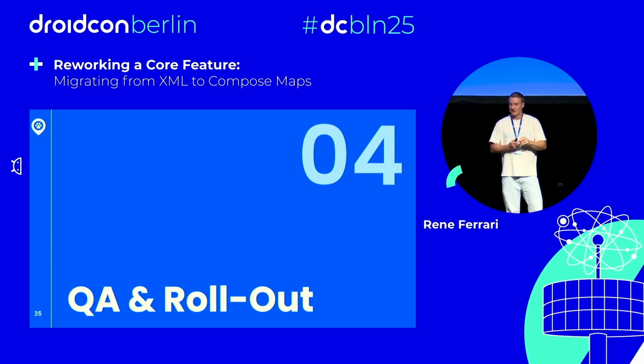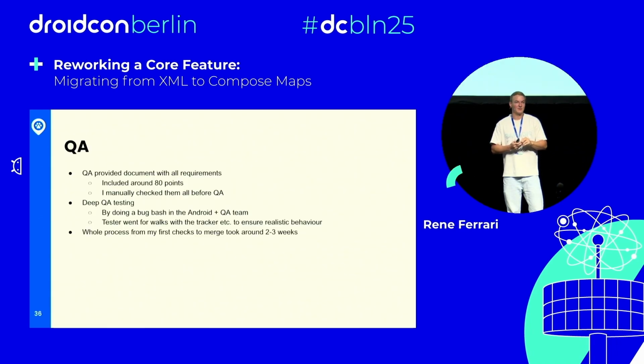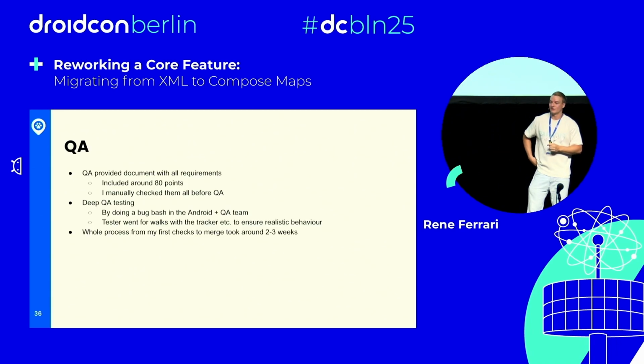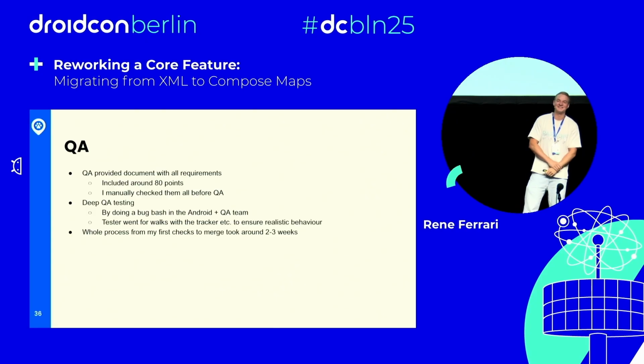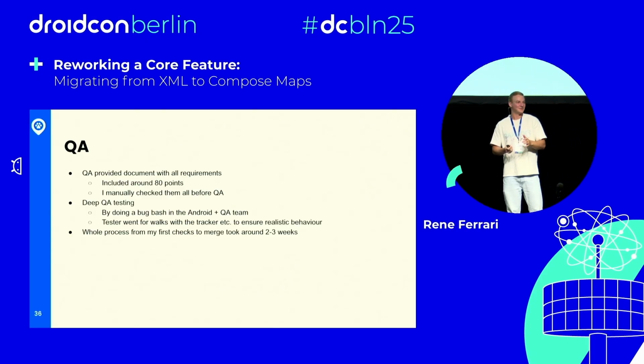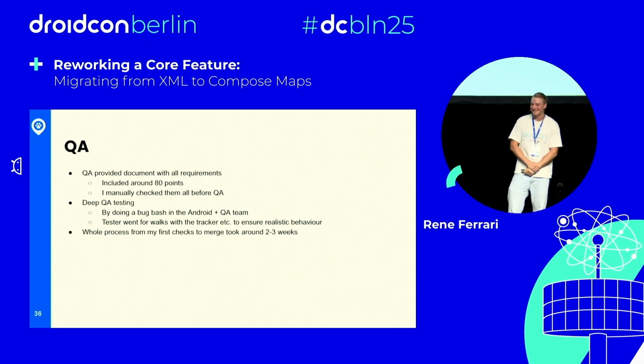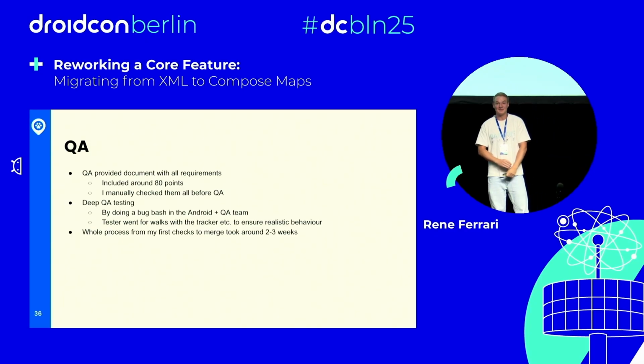Then the QA and rollout process. After I updated it all, since it was a core feature of the app, we were more careful with the rollout process. I initially talked to QA, and one of the guys had a document with 80-plus requirements for the map screen and changes there. So I went through all of them, because initially I told him, hey, just let me know what I need to check. And I thought, okay, it's going to be 10, 15 things. But when he came with the list, I was regretting that a little. But I manually checked it all before QA, then pushed it to QA.